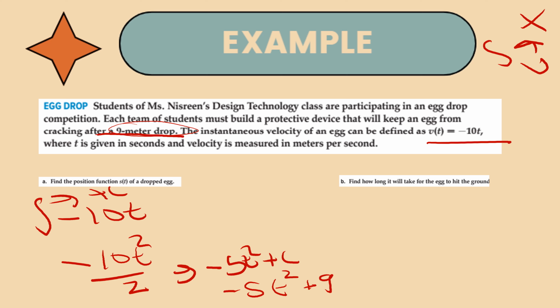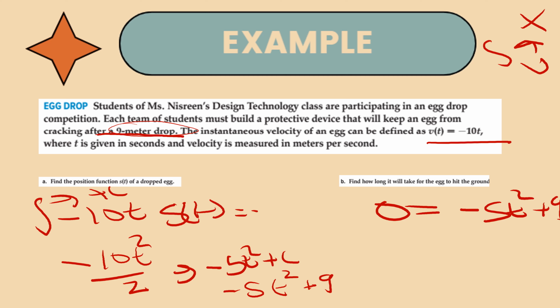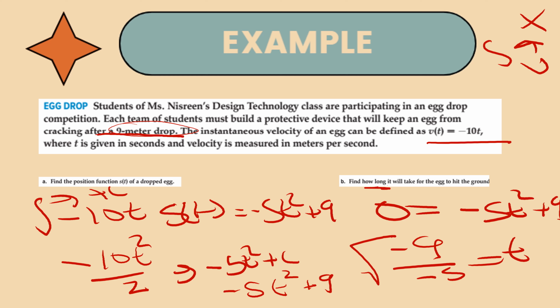Find how long it will take the egg to hit the ground. When it hits the ground, the position will be 0, because there won't be any distance. The function we got is s(t) equals negative 5t squared plus 9, and when it hits the ground, the position or displacement will be 0. So we rearrange for t, because we want to know how long it takes, which is the time. So negative 9 divided by negative 5, square root, equals t, which gives us t equal to 1.34. So this is the answer.